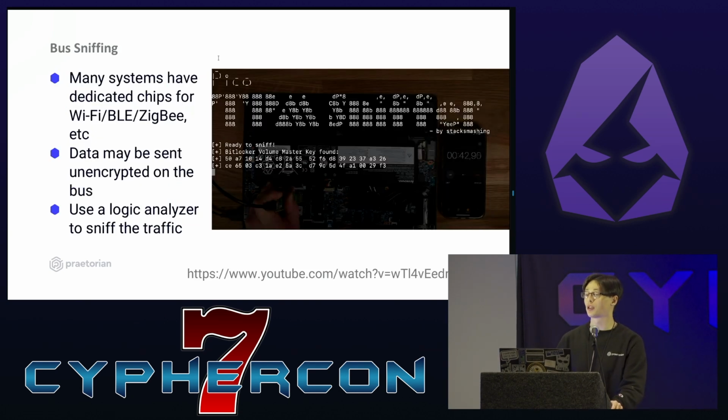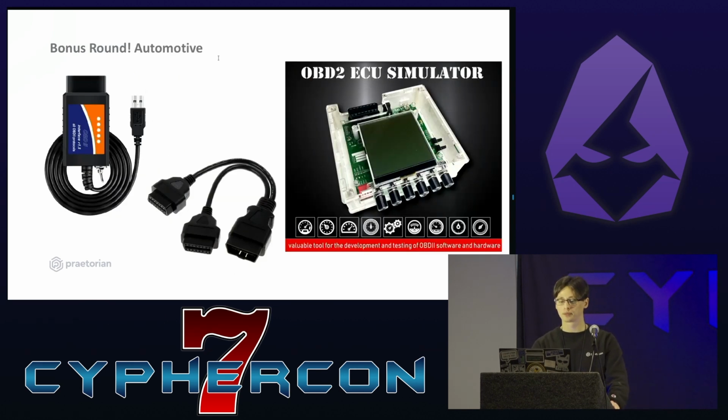Another thing is looking at bus sniffing. So sometimes systems will have multiple chips on them. Maybe one handles the Bluetooth and one handles the normal operations. And if they're sending data unencrypted to each other, you may be able to sniff that data and obtain some secrets. So this photo is from a video from a researcher, Thomas Roth, or Stack Smashing. He's done some work against Lenovo laptops where he sniffs the BitLocker keys out of the TPM as they're being sent over to the processor. Really cool watch and demonstrates this concept very well.